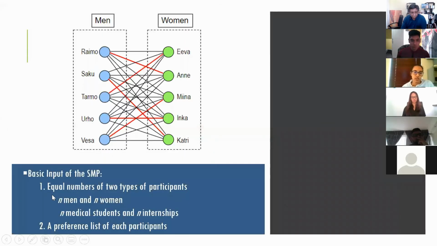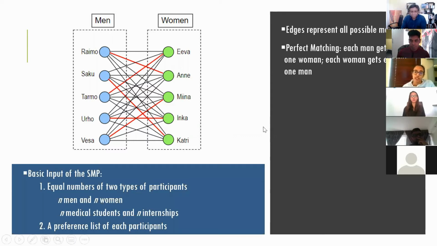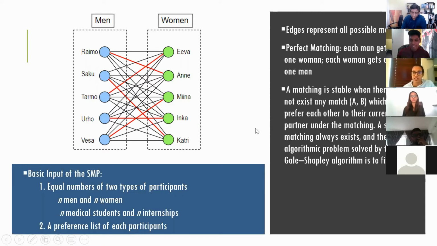So what do you need as input? You need an equal number of two types of participants: men and women, or medical students and internships, or supply companies and demand companies. Then you need a preference list for each participant, so each participant ranks the other group from highest to lowest. The edges represent all possible matchings. A perfect matching means each man gets exactly one woman and each woman gets exactly one man. There's only one of each participant in a matching, so there's no polygamy in this situation.